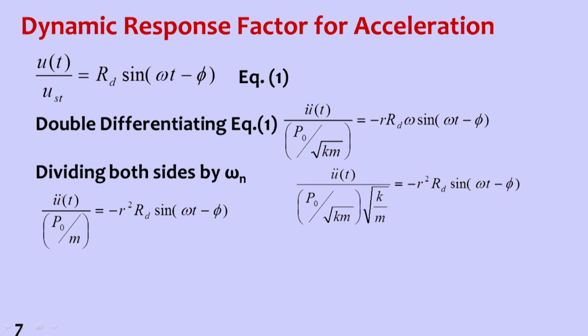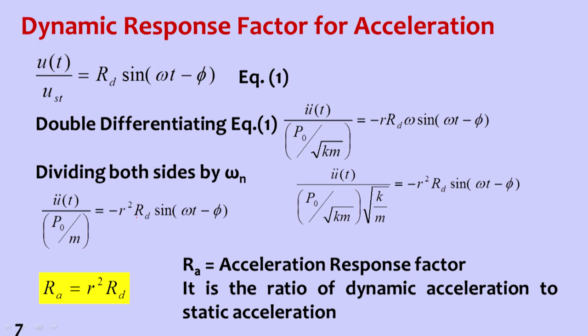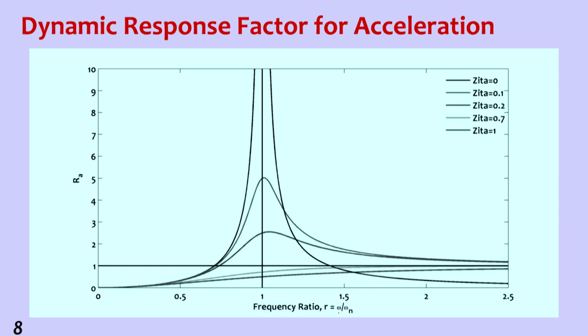So now u double dot by p naught by k, using this equation, is minus r square Rd sin(omega t minus phi). This term can be treated as Ra, the dynamic amplification factor for acceleration. So Ra is the acceleration response factor. It is a ratio of dynamic acceleration to static acceleration values. Now if we look at the plot of this dynamic acceleration, we get a similar plot, but there are some changes. I will explain these changes a little while later.